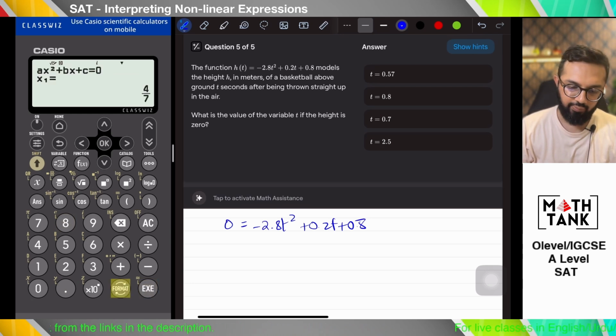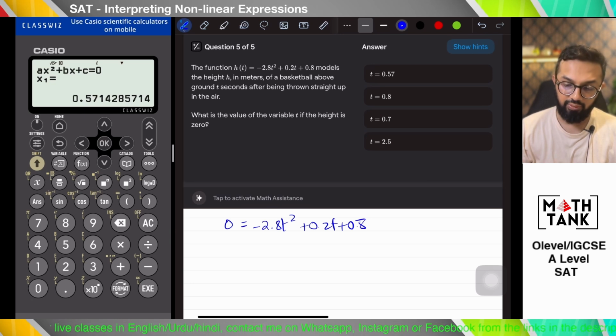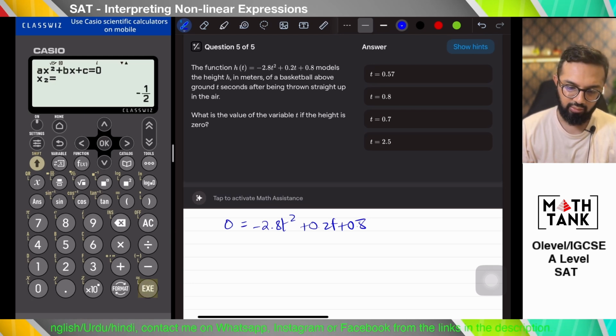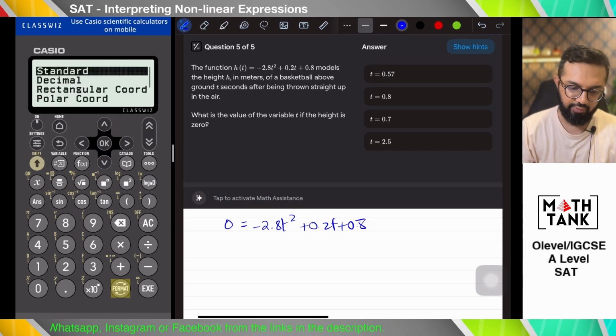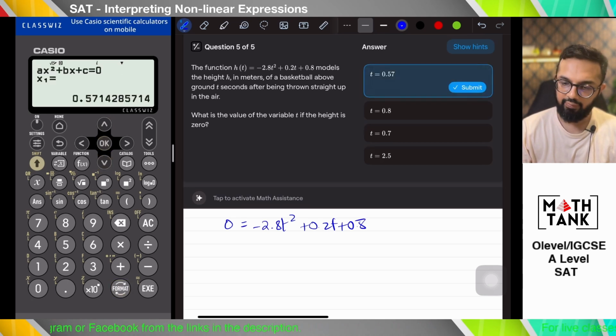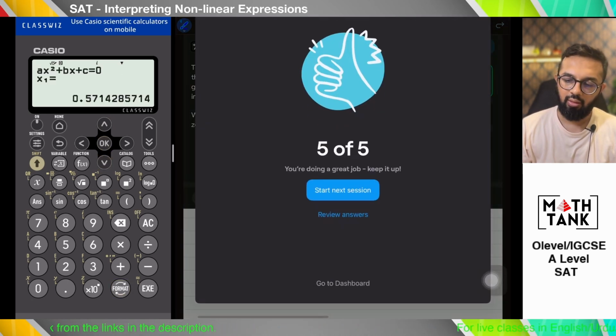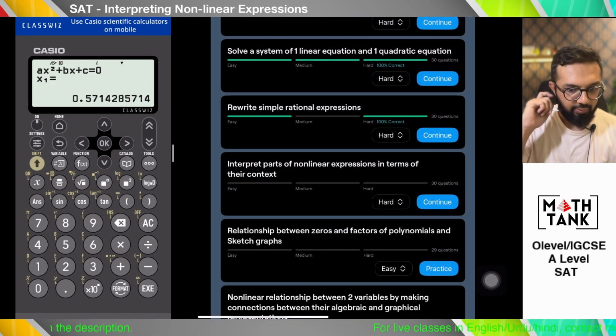Four over 7 is 0.57. Okay, I want to find height, variable t. Okay. 4 over 7 was 0.57. Yeah. Some more hard questions on the way.